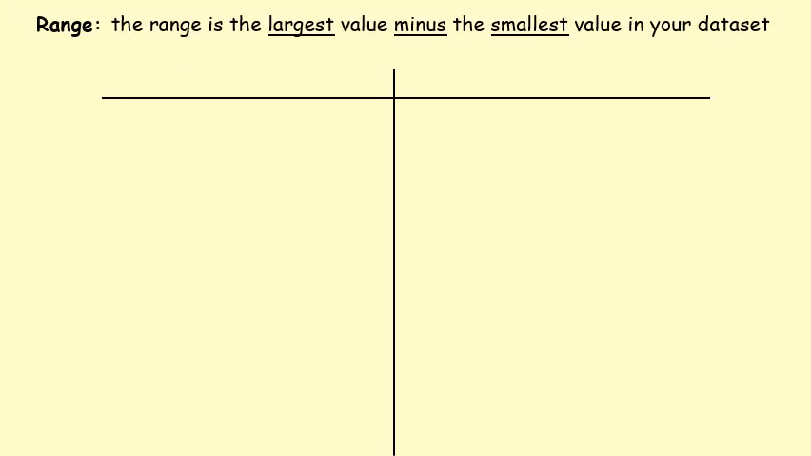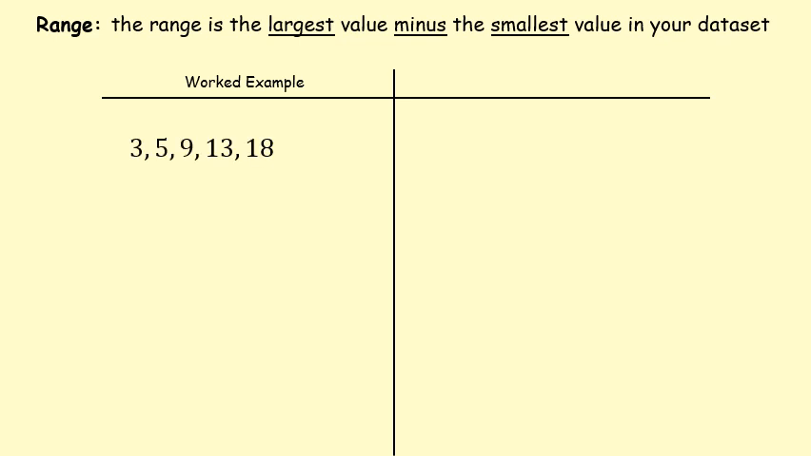Okay, the last bit of averages we want to look at is the range. The range is technically not a type of average, it's a measure of spread, and we calculate it by subtracting the smallest value from the largest value in our data set. So let's just look at a couple of examples and we'll work through them.